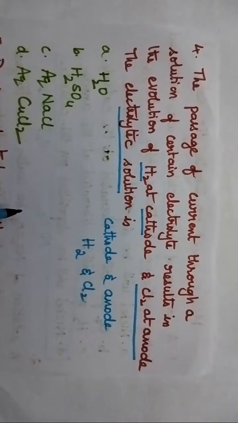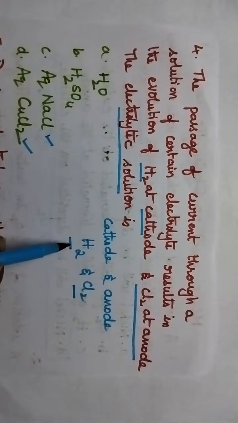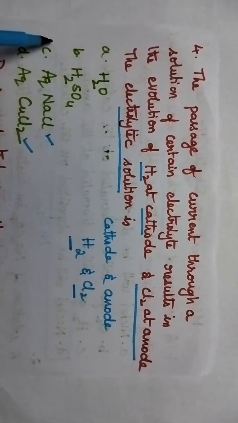Yes, very good, priceless brains. Aditya, very good. Here at the anode chlorine is formed. That means the anion is chloride. And coming to the cathode, H2 gas is released. That means it should be aqueous NaCl. Very good. Tilak, Rajeshwari. So option C is the right answer. Clear?